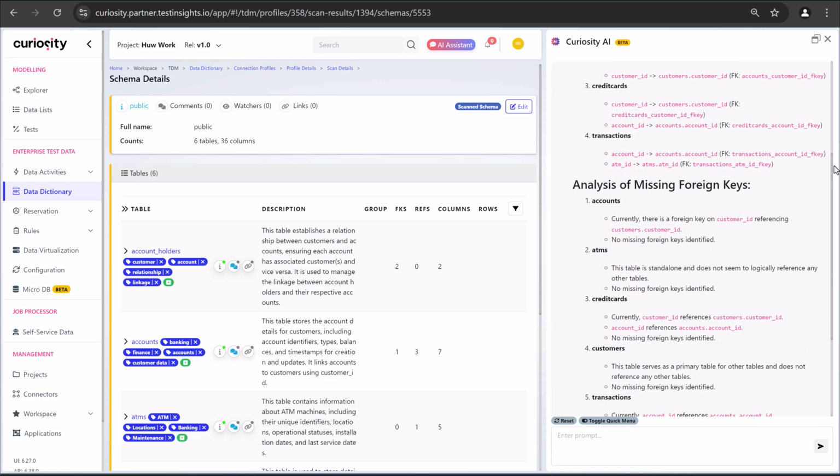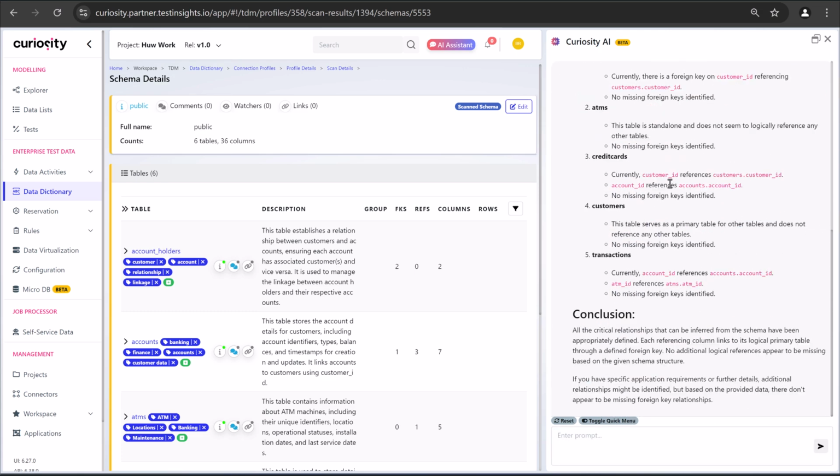Okay, now this is returned. It's given me an analysis of some potentially missing keys. Actually, what's good about this database is that we've not really identified anything that's missing. It's quite a small database. It is unlikely for that to happen. But actually, all the critical relationships have been inferred from the schema.